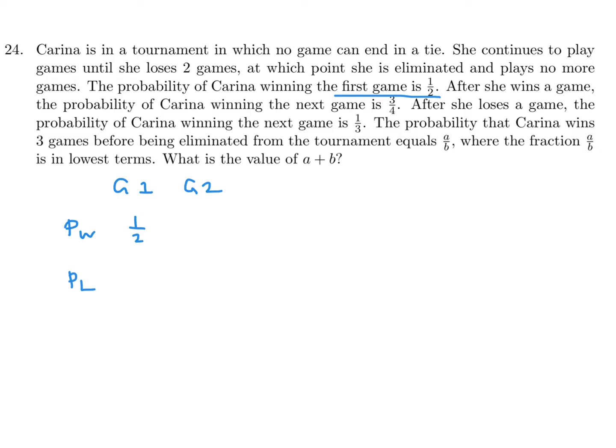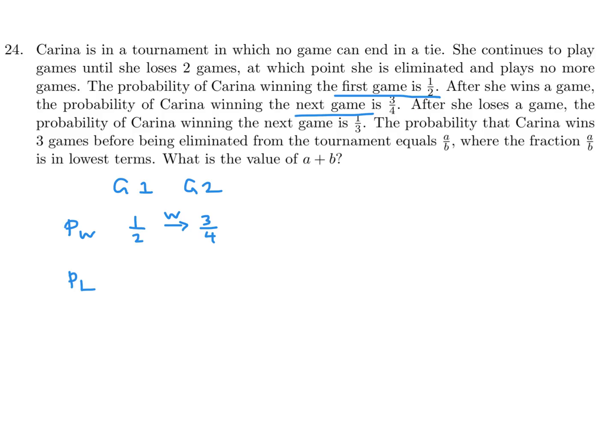Now, if she wins, then the probability of winning the next game is 3 over 4, according to that part. If she loses, the probability of winning the next game is a third. So this is if she wins. Let me think about this for a second. The probability of winning the first game is a half, and then the probability of winning the next game is 3/4. I got it.